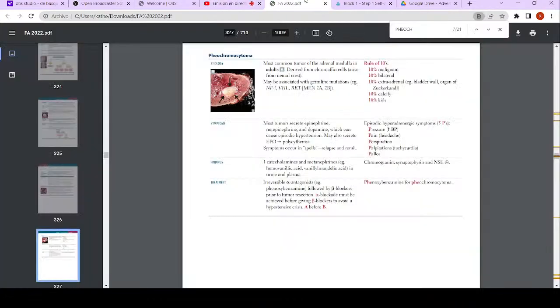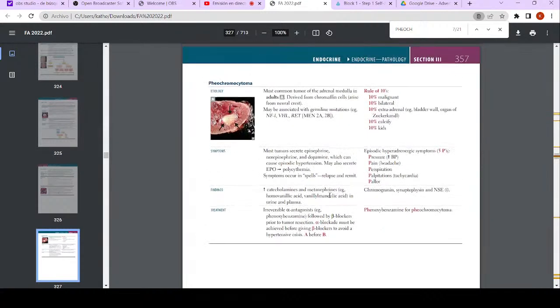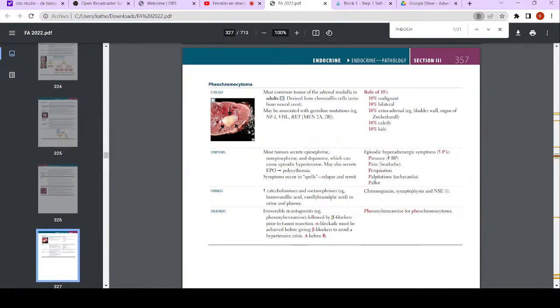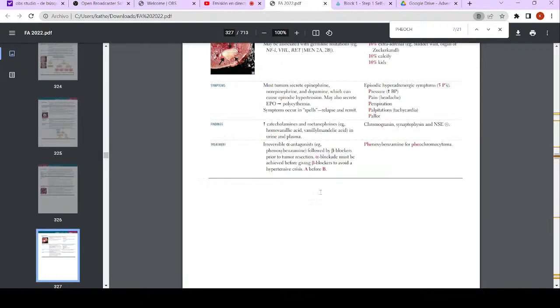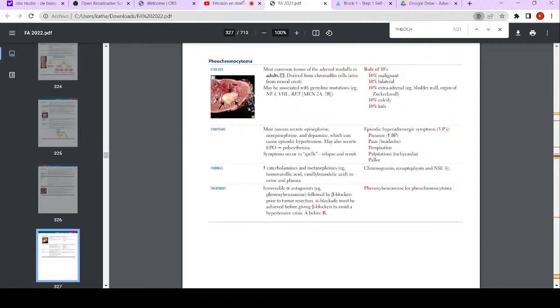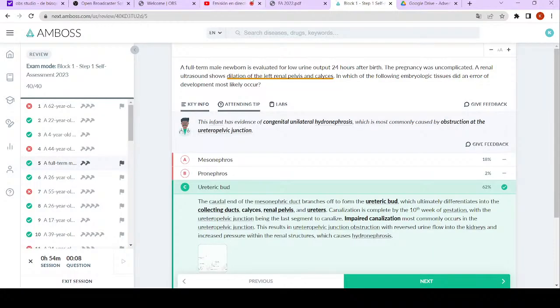Sorry, just wanted to make sure. And well, here I said we have to review page 327 of First Aid, and here you can review about pheochromocytoma. I actually have the actual book, but you can review the online version.